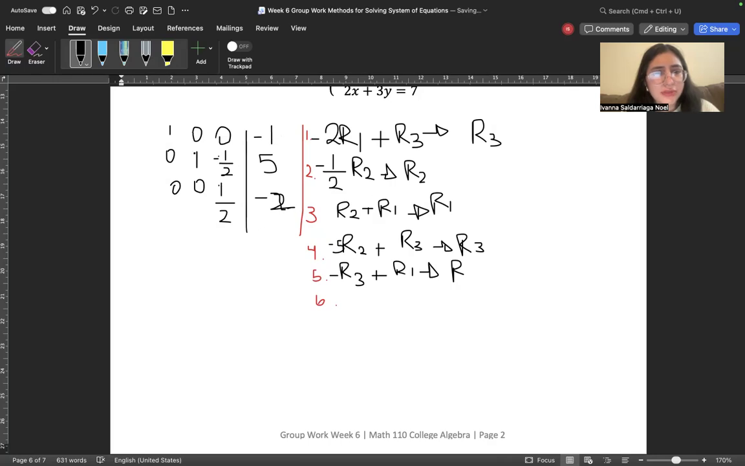Then we have all this row. We're going to use row 3 plus row 2, and this will be 0, 0, and this number will become 0. Minus 2 plus 5 will become 3. Okay, 0, 3.